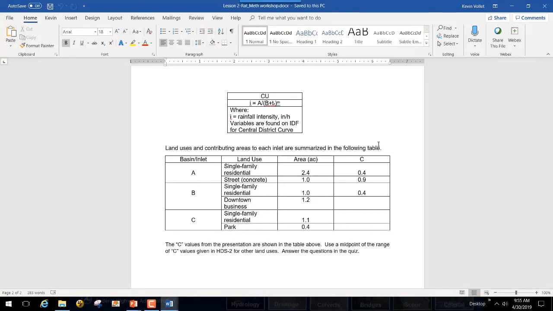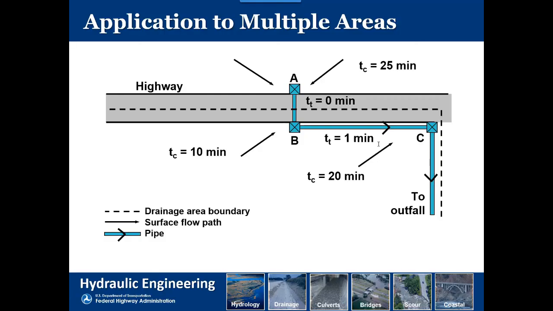Don't we need an additional time between CO? Between CO, why would you need that? We're just asking, what's the time of concentration at the head of CO? We don't care what the travel time is, because we're trying to figure out flows. So the only flow coming in is at this inlet. There's no flow coming in here. We don't need a time to travel. Okay?